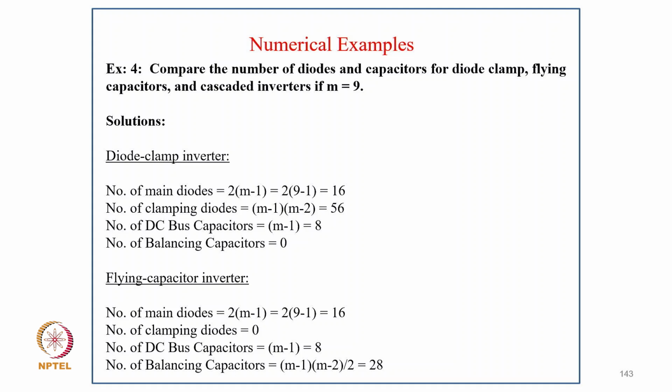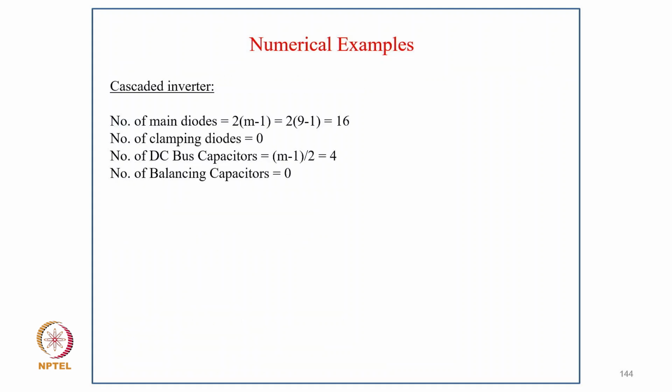Now coming to the case of the flying capacitor, the number of main devices is 2 into (m minus 1), which comes to 16, number of clamping diodes 0, number of DC bus capacitors equal to m minus 1, that is 8, and number of balancing capacitors (m minus 1) into (m minus 2) divided by 2, that is equal to 28. In the cascade inverter case, the number of main devices is 2 into (m minus 1), that is 16, number of clamping diodes 0, number of DC bus capacitors (m minus 1) divided by 2, that is 4, and number of balancing capacitors 0.